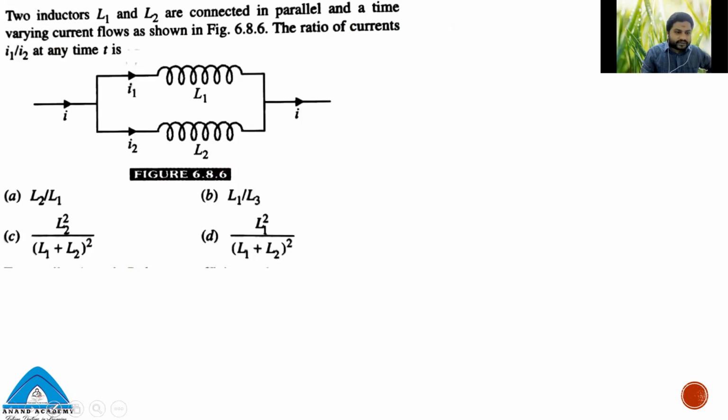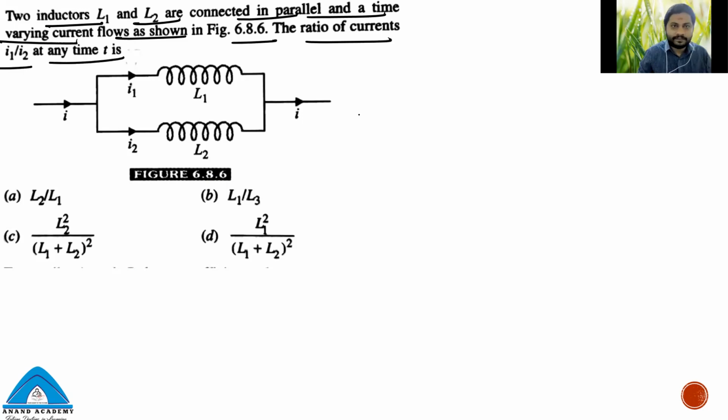Two inductors L1 and L2 are connected in parallel and a time varying current flows as shown. The ratio of currents I1 by I2 at any time t is? You know, this is constant, right?